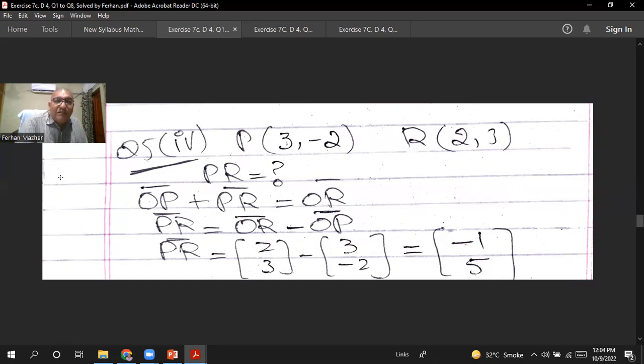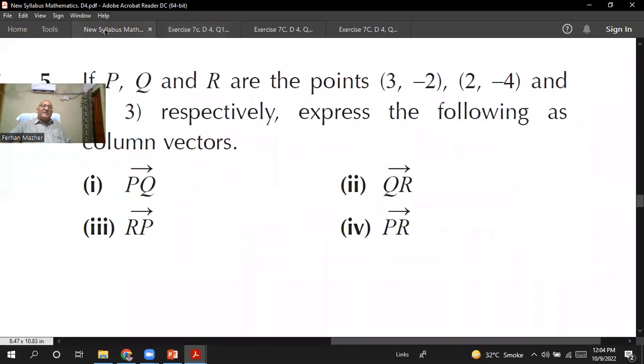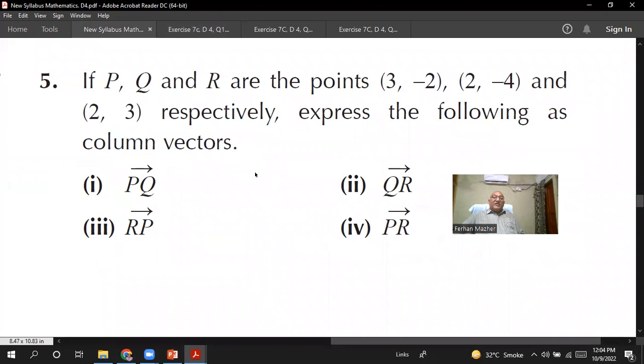So when I make PR alone, that will be equal to OR minus OP. So PR will be equal to (2, 3) minus (3, 2). So 2 minus 3 is minus 1. 3 minus 2, 3 minus minus 2 will be 3 plus 2, and that will be 5. So the column vector of PR will be (minus 1, 5). So this is how you will do question number 5. It's 4 part. Okay, so we are done with question number 5.